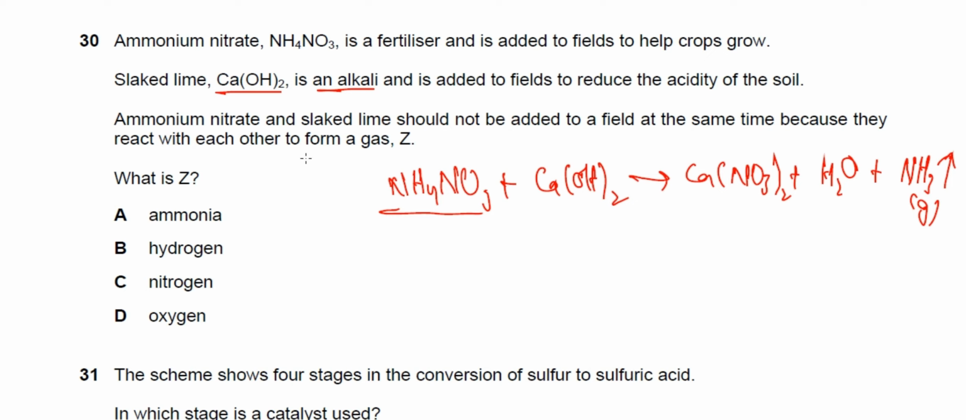So that's why we can say a gas is given off. What type of gas was given off? Z. Okay, sorry, not Z, ammonia. Z is ammonia, and where is ammonia? A. Understood?